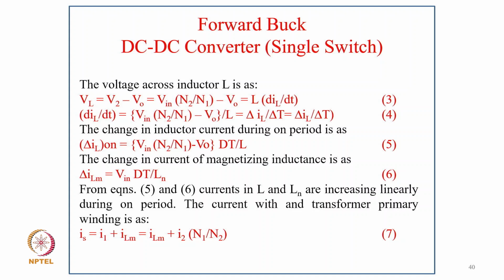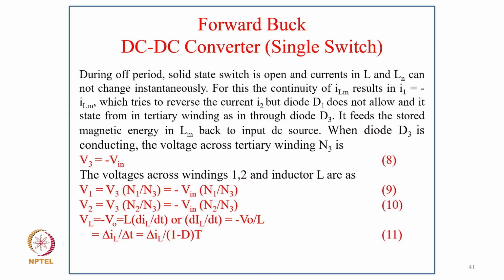The current within the transformer primary winding is I1 equal to ILM, that is the magnetizing current, plus I2 times N2 upon N1. During the off period, the solid state switch is open, and the currents in L and Lm cannot change instantaneously. For this, the continuity of ILM results in I1 equal to minus ILM, which tries to reverse the current I2, but diode D1 does not allow it.